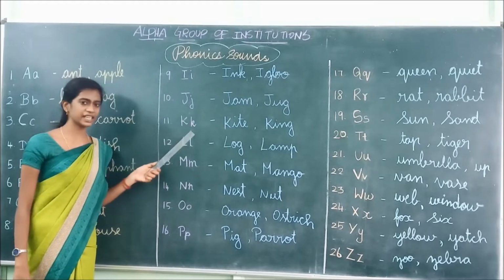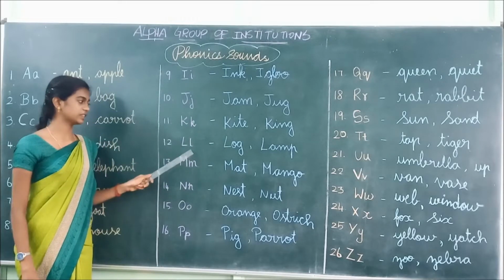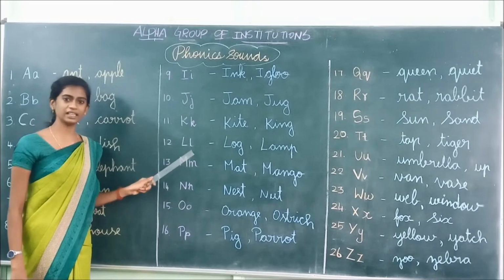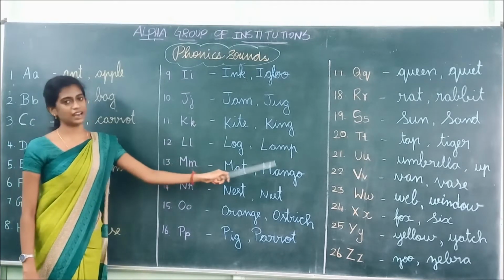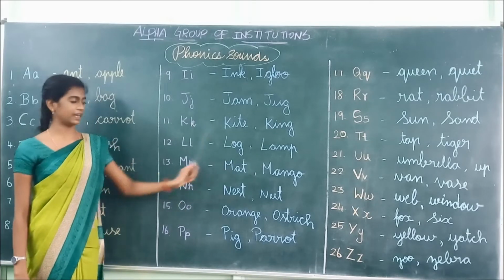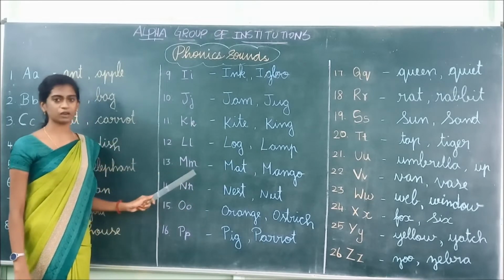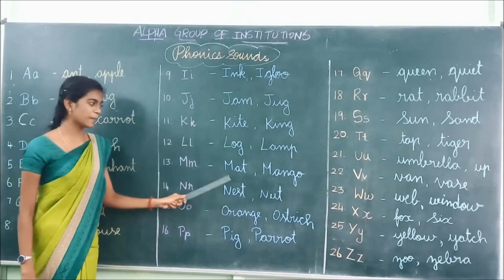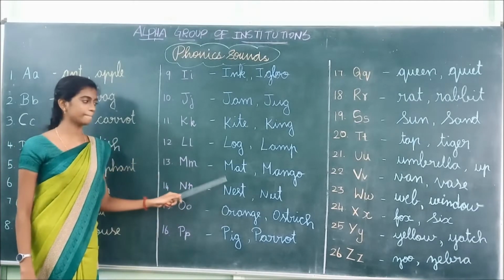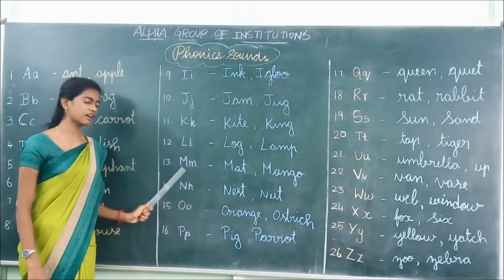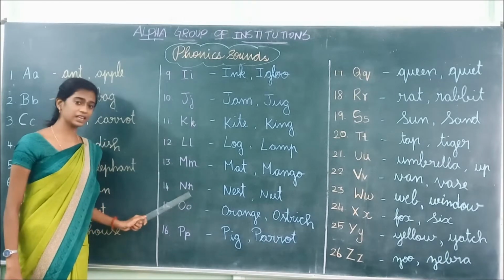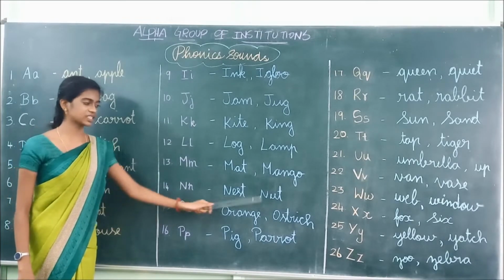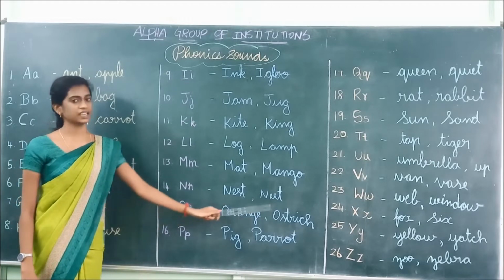So how do you say this? K. And this one is l. You should not say it as el. This is l. Log, lamb. This is m. Mat, mango. So how do you say this? Okay, this is n. Nest, nut.